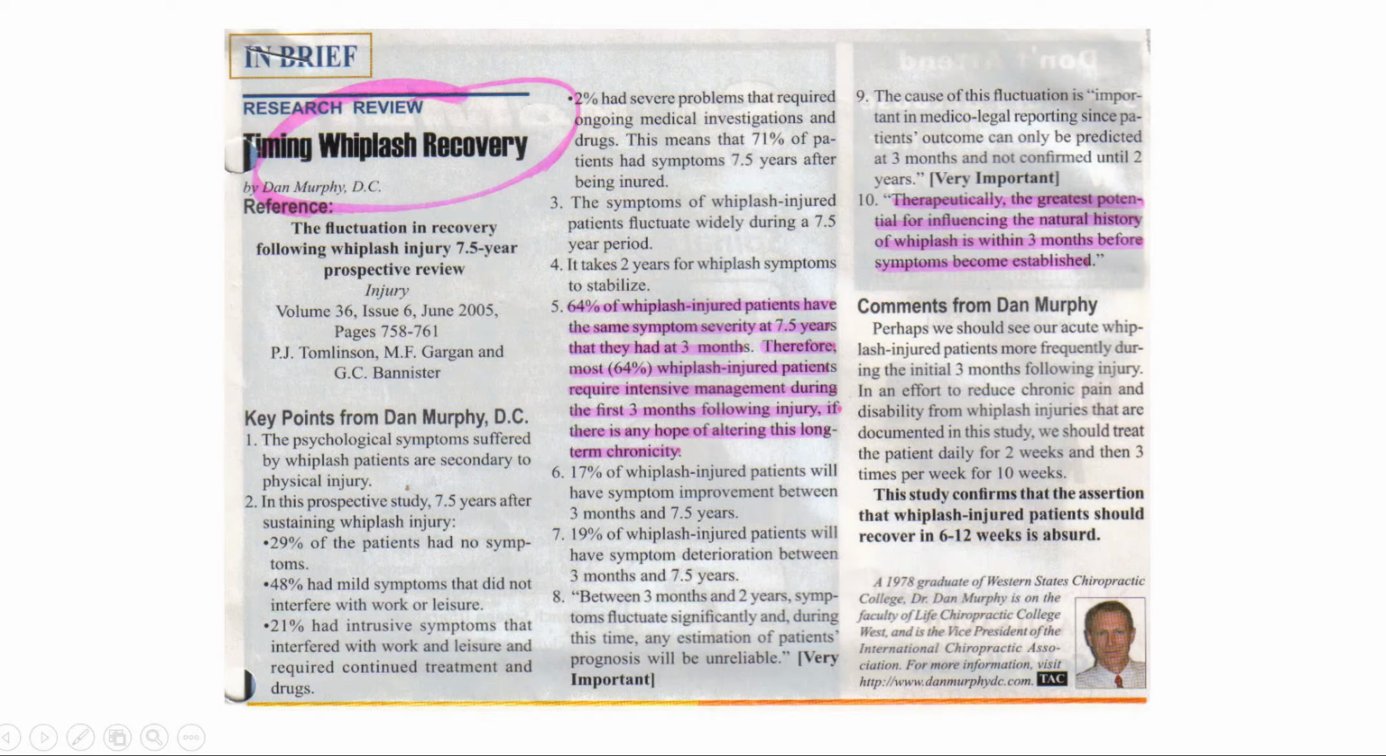The cause of this fluctuation is important in the medico-legal reporting since patient outcome can only be predicted at 3 months and not confirmed until 2 years. Okay? Therapeutically, the greatest potential for influencing the natural history of whiplash is within the first 3 months. That's when they need the treatments. And then down here, the study confirms that the assertion that whiplash injured patients should recover in 6 to 12 weeks is absurd if left alone. Okay? Meaning they need treatments, they need the therapies.